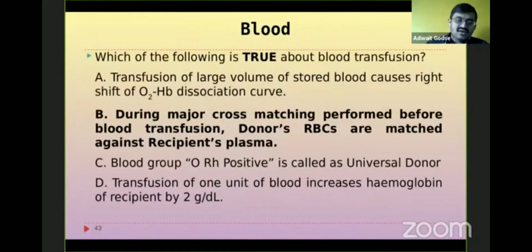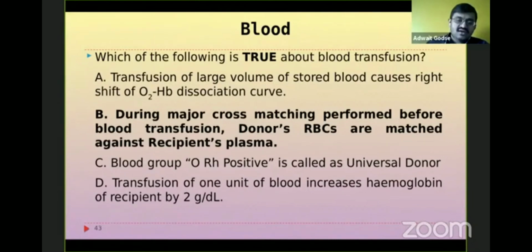The correct answer is major cross matching. In that, donors' RBCs are matched against recipient's plasma. What is minor? Donors' plasma and recipient's RBCs. Another very important point: transfusion of a large volume of stored blood causes left shift. Why will it cause left shift? Because stored blood has a lower concentration of 2,3 BPG. So you need to know about the various factors affecting the oxygen hemoglobin dissociation curve, causing right shift and causing left shift. It is a very favorite and frequently asked topic, and the oxygen hemoglobin dissociation curve can come as a short note.